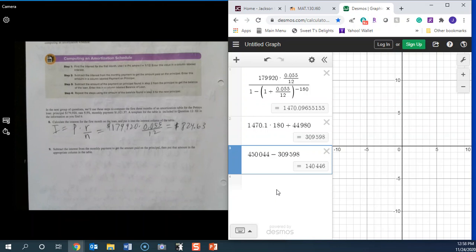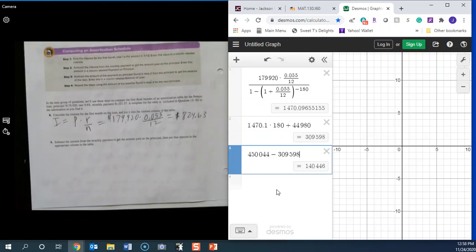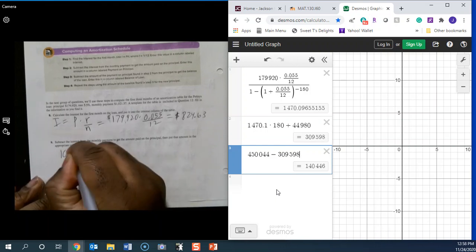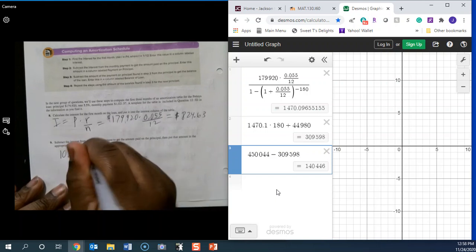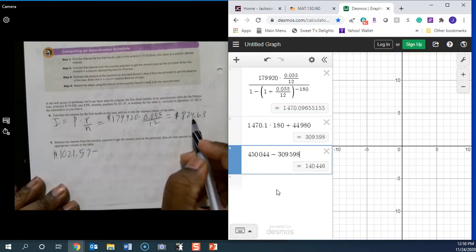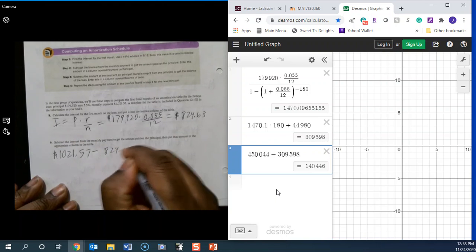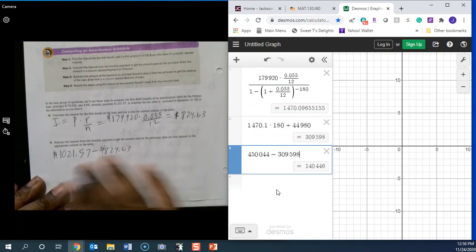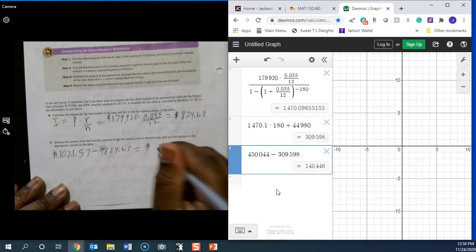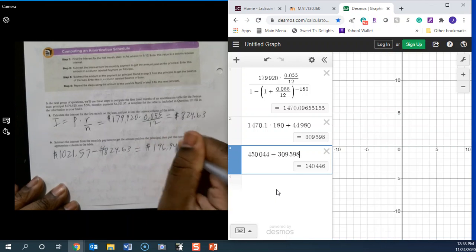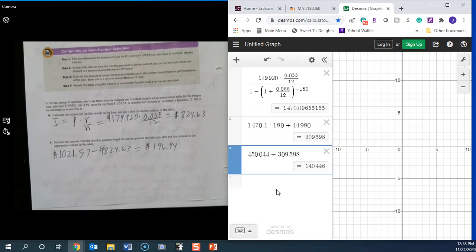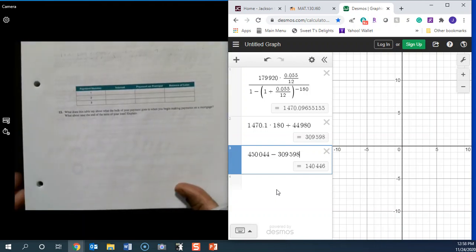Okay, number 9, it says subtract the interest from the monthly payment to get the amount paid on the principal, then put the amount in the appropriate column in the table. So remember, our monthly payment is $1,021.57. This month's interest is $824.63. Now, when you subtract this, this is how much will go to the principal to make the loan smaller. So, okay, now we took care of problems 8 and 9. Now we're going to move on to the next page.